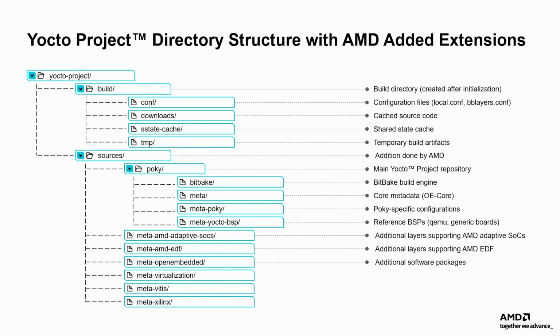Meta-amd-adaptive-socs and meta-amd-edf layers add support for AMD Adaptive SoCs and the AMD Embedded Development Framework, EDF. Meta-virtualization supports virtualization tools like Docker and Xen. Custom layers go in meta-custom, and scripts provides helper tools for setup and debugging. This modular structure ensures flexibility for various embedded systems.